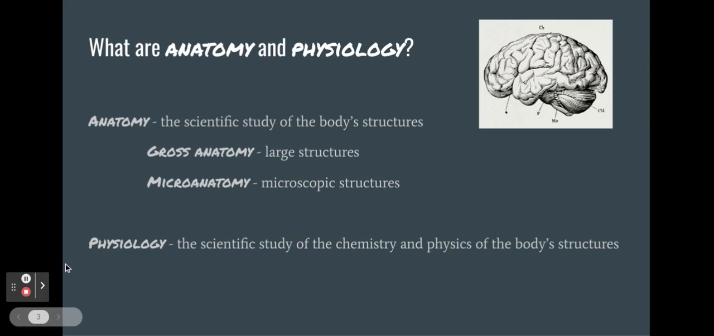We are studying anatomy and physiology. Anatomy refers to the study of the body's structures. Gross anatomy refers to large structures like bones, muscles, and organs, while microanatomy refers to microscopic structures like cells. Physiology is the scientific study of the chemistry and physics of the body's structures, so basically function.